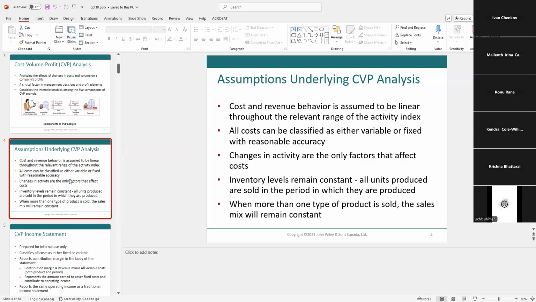The other assumption is inventory level stays the same. Means if we didn't have any inventory at the beginning of the period, we don't have any inventory at the end of the period. So what that means is we're selling exactly the amount of the product that we produce. And the last thing is when we're selling more than one product, the sales mix between those 2 products remains the same. Means we're not shifting sales from one product to another once we see one product is more profitable than the other one.